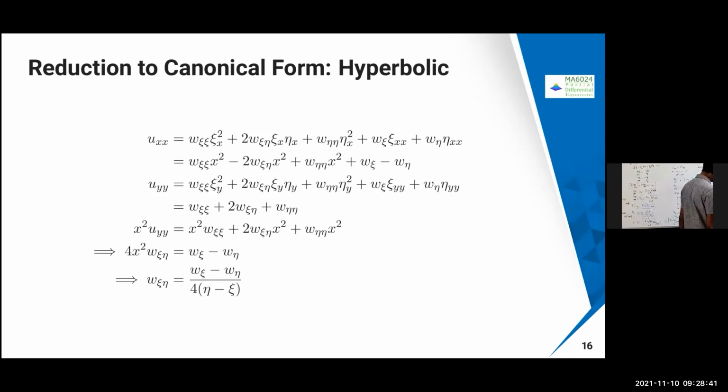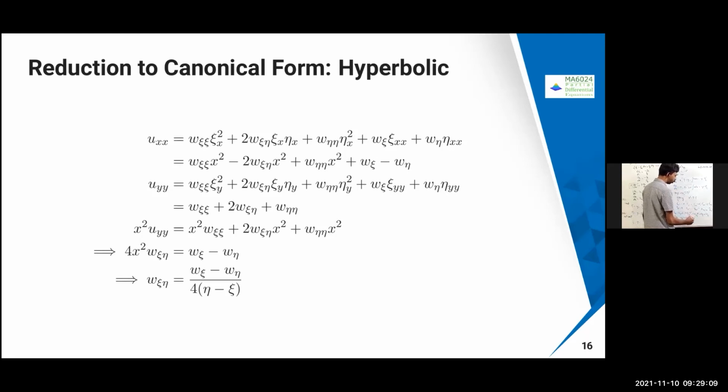What I have written is not correct. Okay, I'll just try this one. So don't follow that given in that presentation. So w chi into chi y square is going to come. Chi y is 1. Okay, w chi, correct. Then 2w chi eta, and then chi y eta y is going to come.